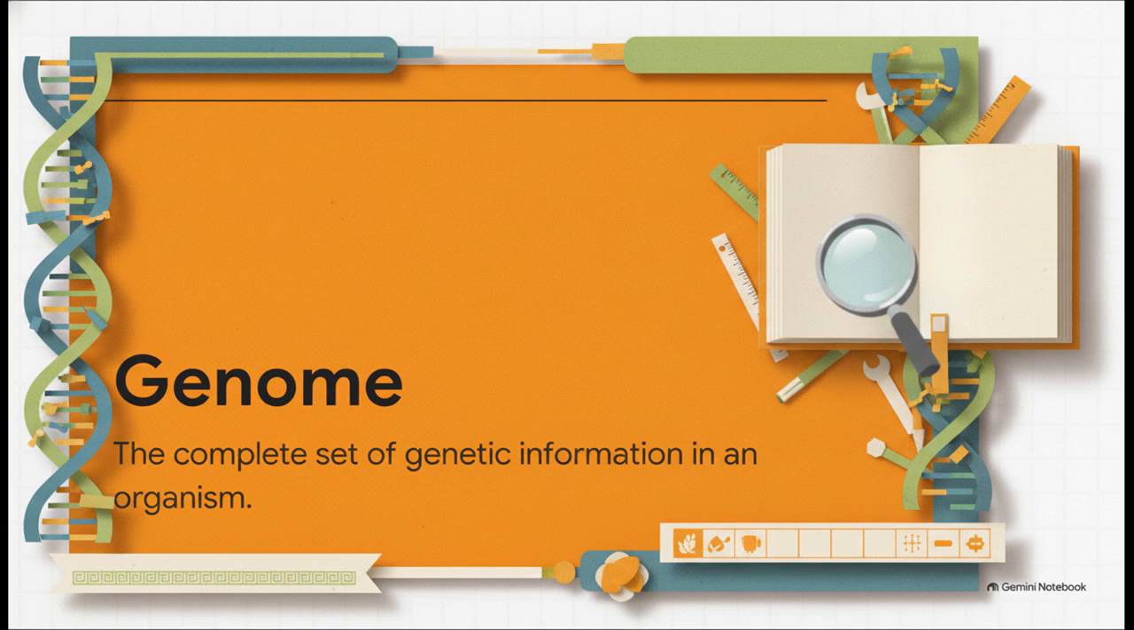Then we have the genome, a term coined back in 1920 by a German botanist named Hans Winkler. This is the complete master set of genetic information an organism needs to function. Think of a gene as a single sentence of instructions and the genome as the entire master blueprint.